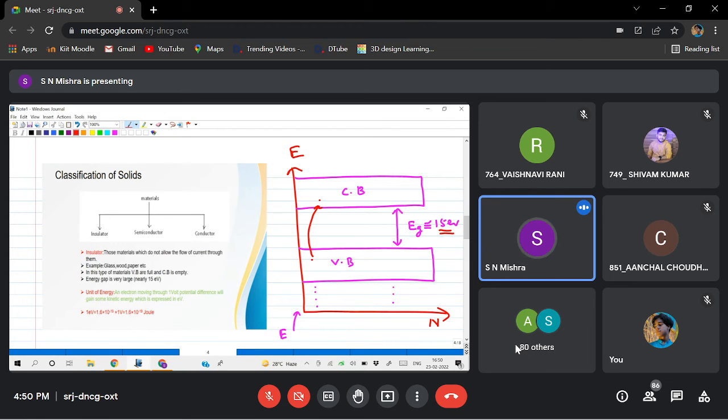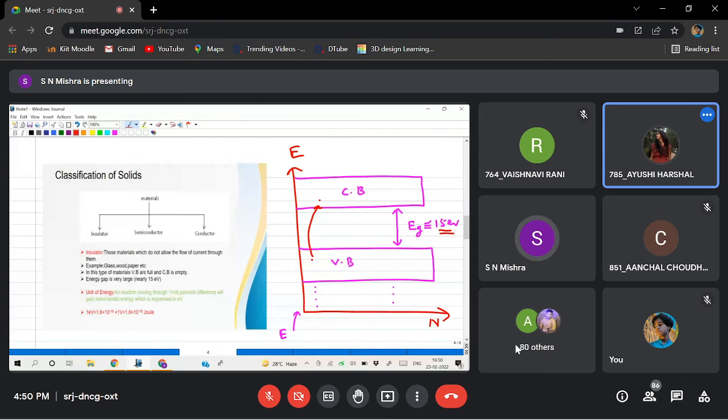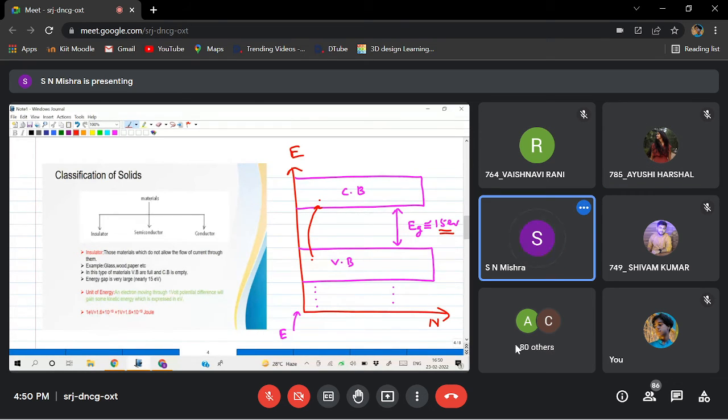Like a paper, if you try to heat it, what will happen? It will burn. Physical or material properties are not supporting that. When I provide around 15 electron volt, that much energy, it will burn. You can take wood also, all those things are not supporting that much energy, so we cannot remove the electrons from the valence band to the conduction band. That's why I say they are not allowed to flow current through them.